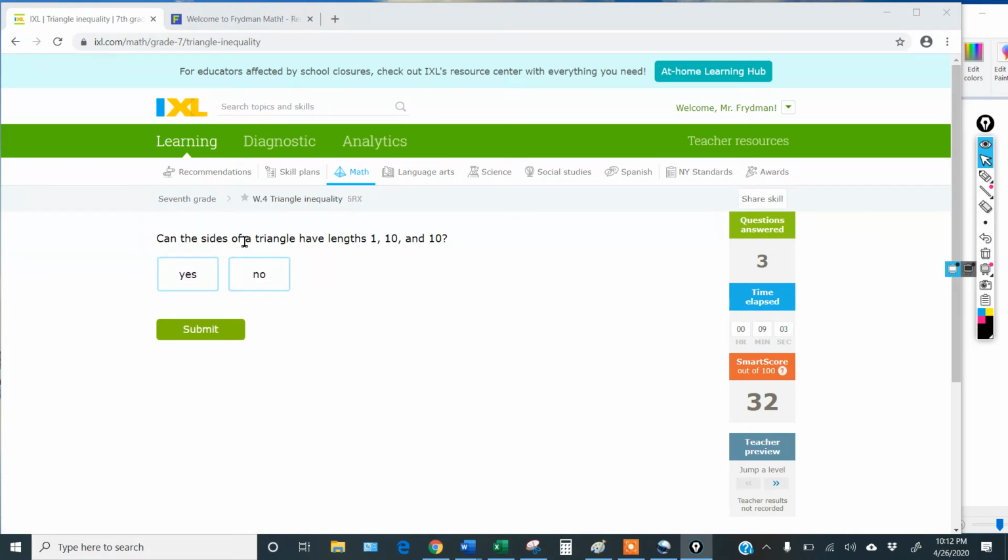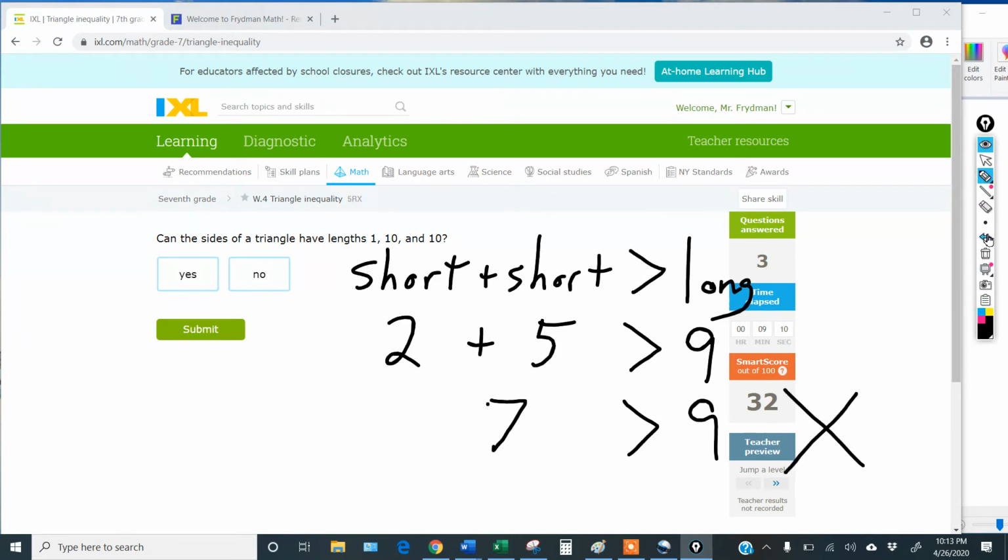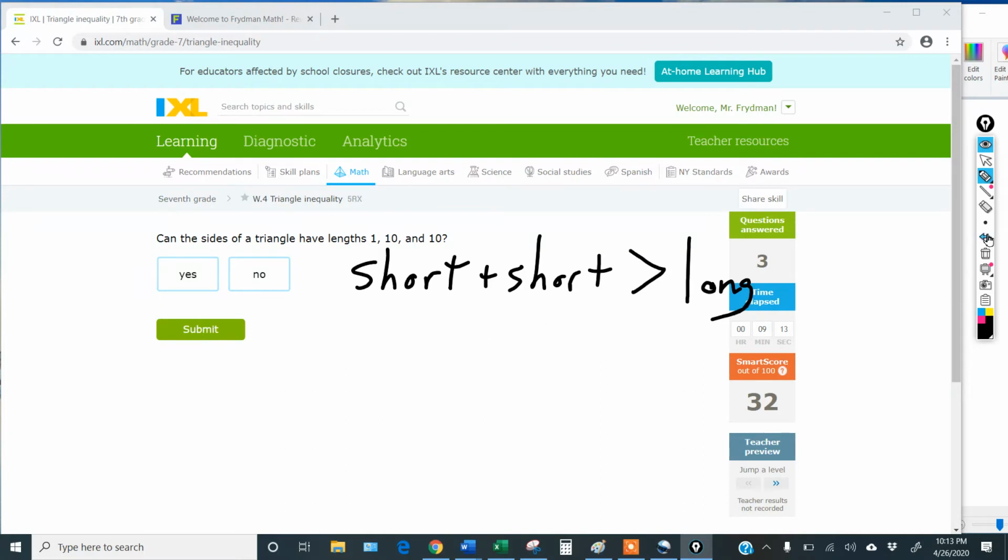Can the sides of a triangle have lengths 1, 10, and 10? Okay, there we go. So I don't have to keep writing short plus short is greater than long. All right, the short sides are 1 and, yeah, so here I have 2 10s, right? But again, I'm just going to put one of them over here and just put the other one over here. So I want to know, is 1 plus 10 greater than 10?